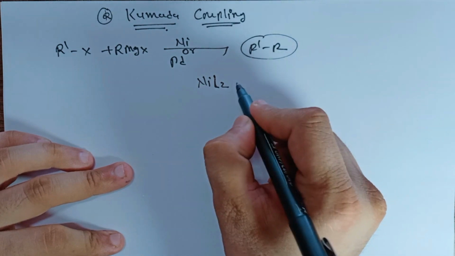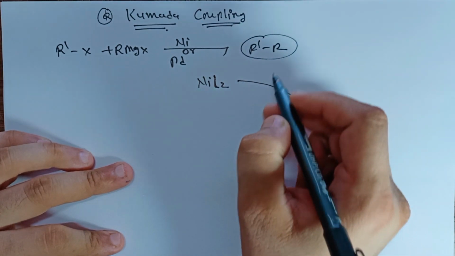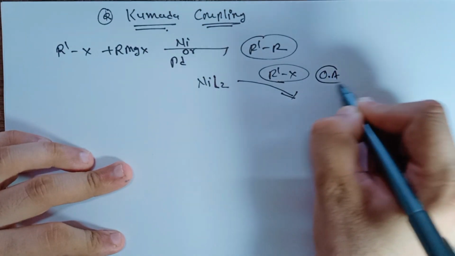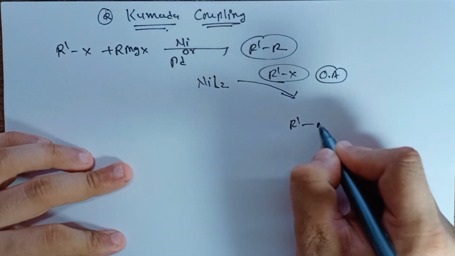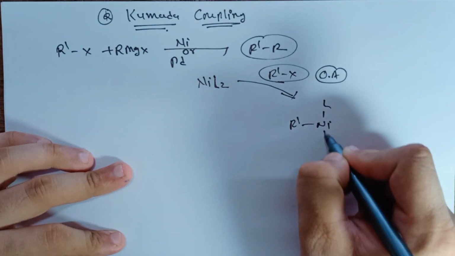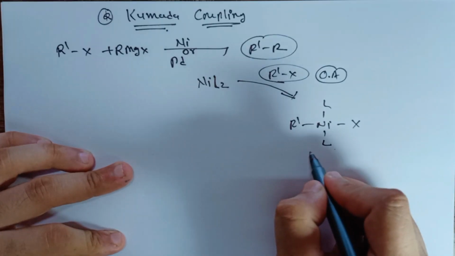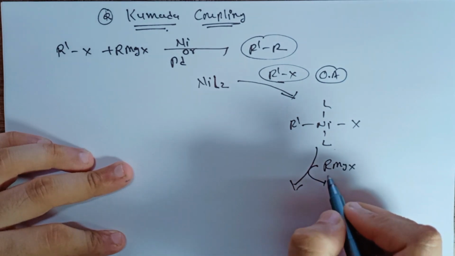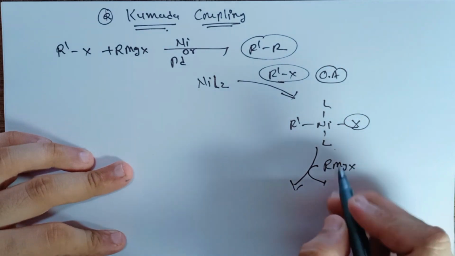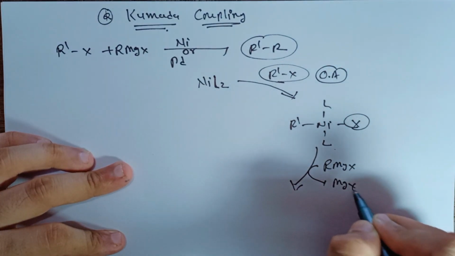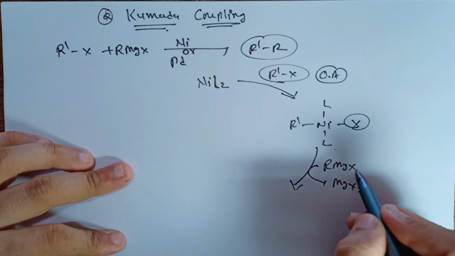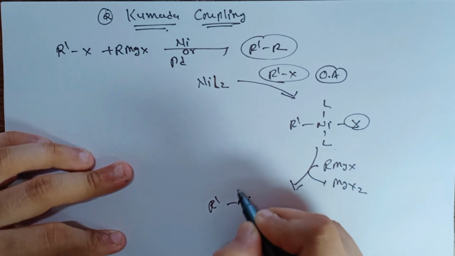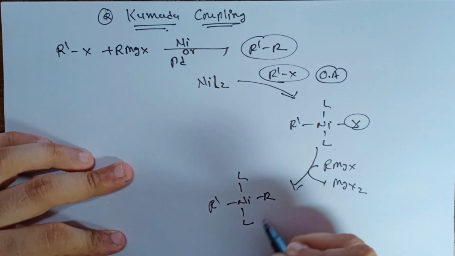Suppose you have nickel as a catalyst, so let us start with the nickel. When we react with the R dash X in the presence of the oxidative addition reaction, it will have this type of intermediate, let's say R dash Ni, L over here, L over here, and X over here. Now it is reacted with the RMgX, that is our Grignard reagent. This Grignard reagent will replace this X group, so we can have MgX2 removed, and this R will be replaced over here, so here we have R dash, Ni, ligand and R group over here.